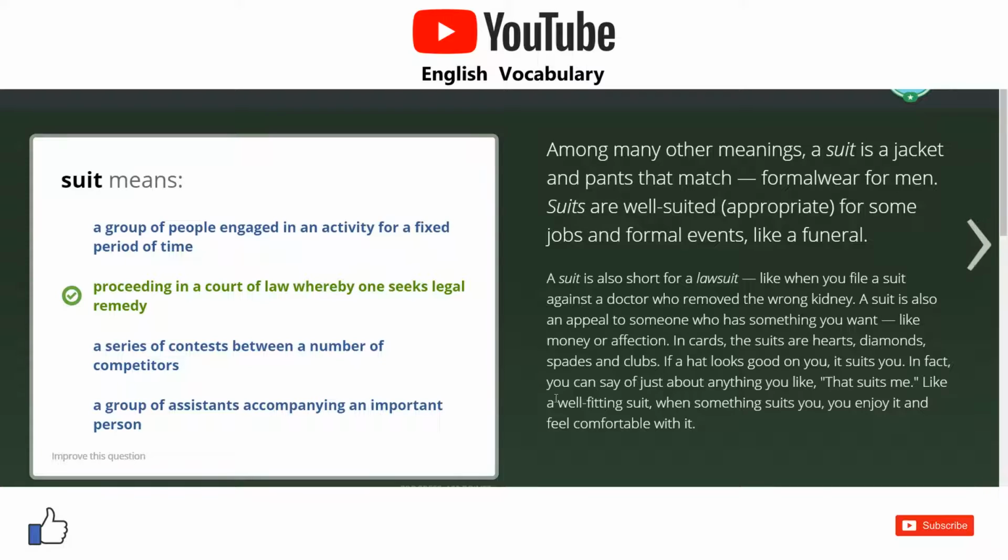In cards, the suits are hearts, diamonds, spades and clubs. If a hat looks good on you, it suits you. In fact, you can say of just about anything you like, "That suits me." Like a well-fitting suit, when something suits you, you enjoy it and feel comfortable with it.